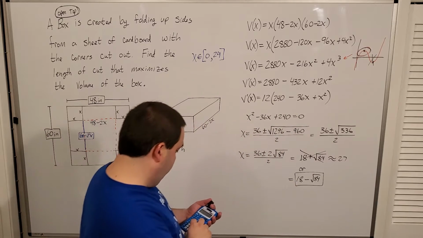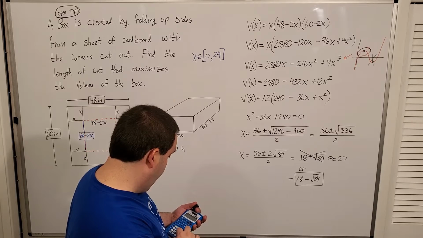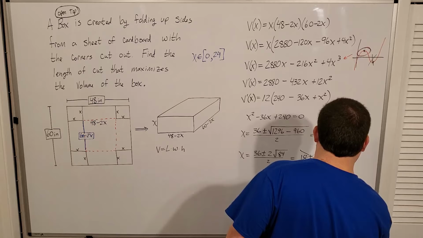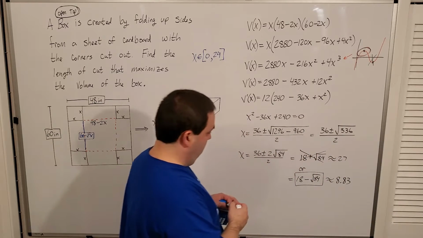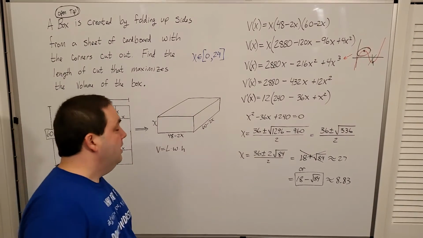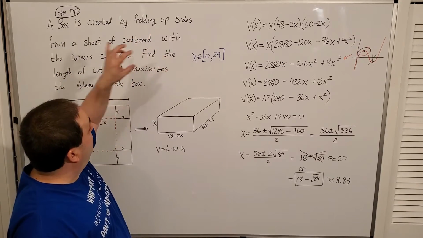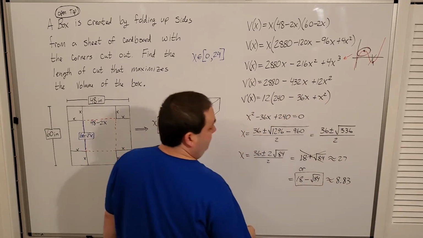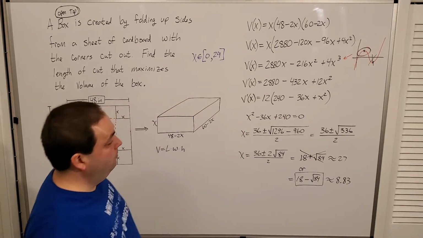Let's actually crunch what it really is. 18 minus square root of 84 is 8.83. That'll work. Okay, so that's what we just found. We found that the length of cut that will maximize the volume, the volume is going to be a maximum, is 18 minus square root of 84.